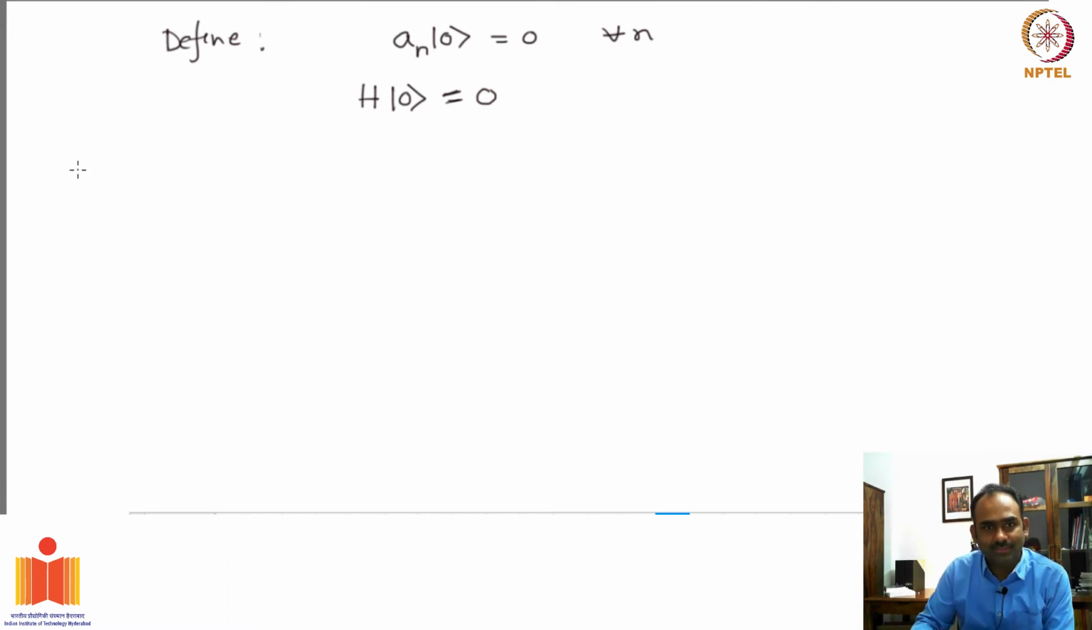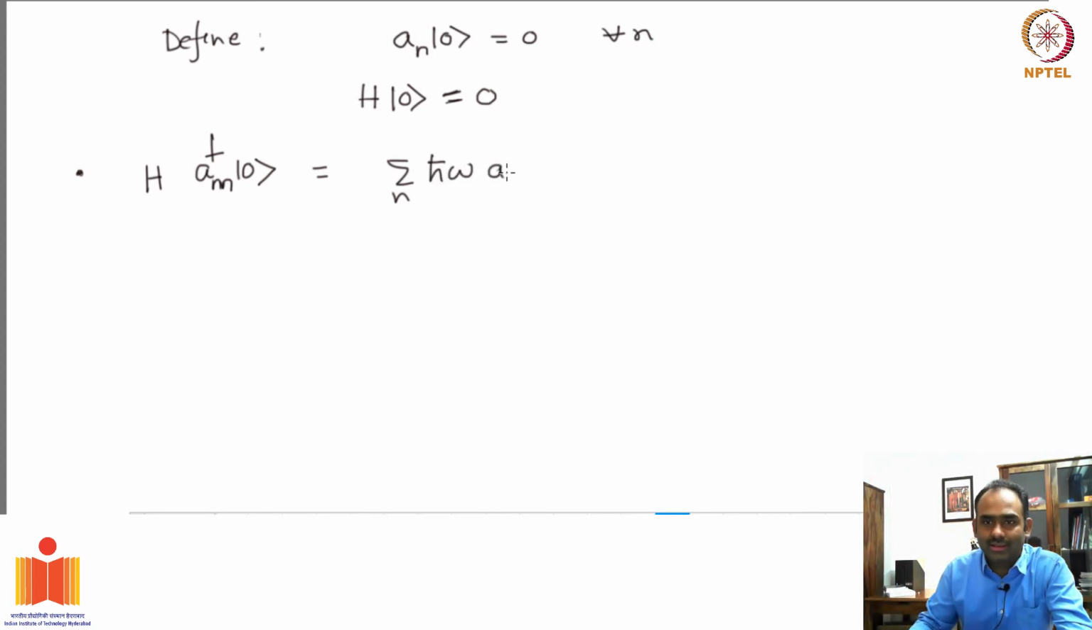Now let's do the same thing as we did for the single harmonic oscillator. So we take a state, let me write it with m just for ease, a_m dagger ket 0, and ask is it an eigenstate of the Hamiltonian, and that's easy. So you have summation over n of h bar omega a_n dagger a_n, and then we have a_m dagger ket 0, right.